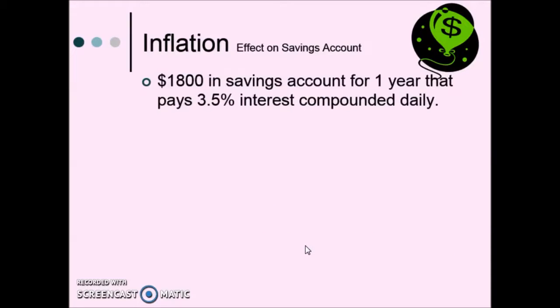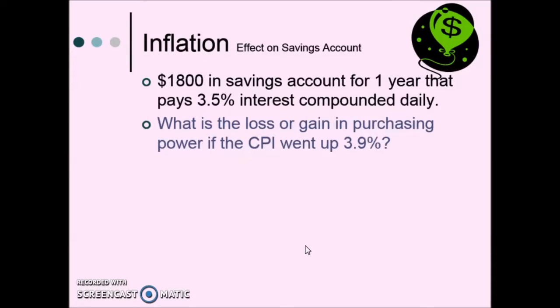Here we have another example. Someone has $1,800 in a savings account for 1 year that pays 3.5% interest compounded daily. What is the loss or gain in purchase power if the consumer price index went up 3.9%? Well, we can see right now the interest is not high enough keeping up with the inflation factor here, so there will be a loss, but let's calculate it out.